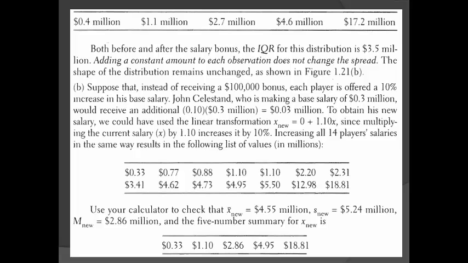And now I want to really reiterate here the difference between spread and range. Range is 18.81 million minus 0.33 million. That's our range. That's one number. Our spread is from 0.33 million to 18.81 million.